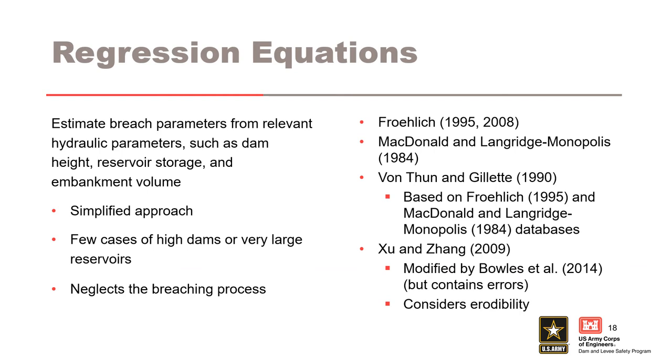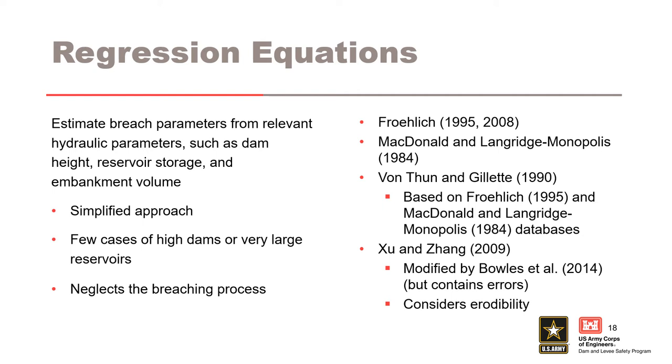Prediction equations are another simplified approach to estimate breach parameters as a function of dam height, reservoir storage, and embankment volume. They have the same limitations as comparative analysis because the regression equations are based on the same databases. Some of the more common regression equations are listed on this slide. Only Xu and Zhang 2009 incorporate erodibility as a predictor variable. As previously mentioned, Ehas and Bowles 2014 made major modifications to the Xu and Zhang 2009 database.